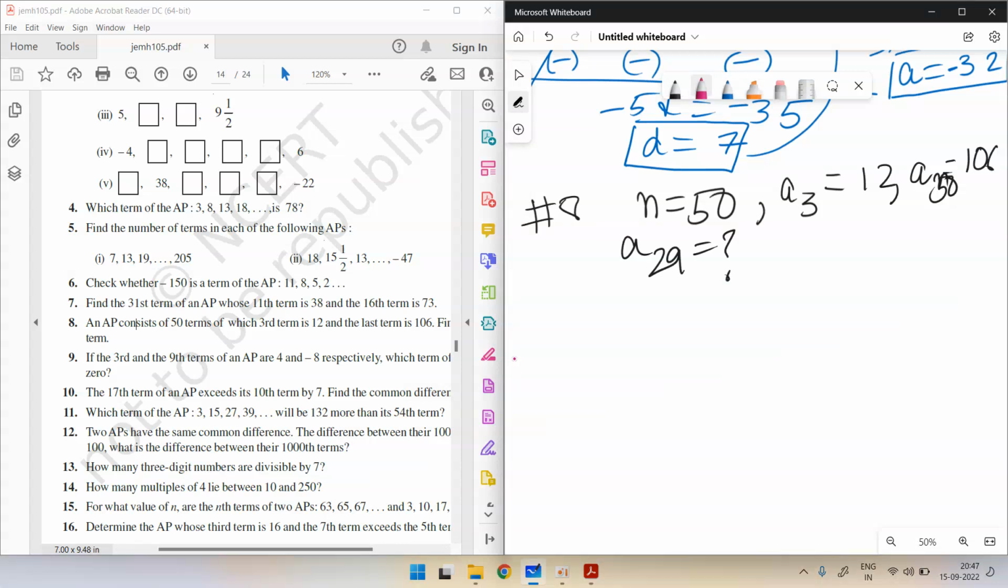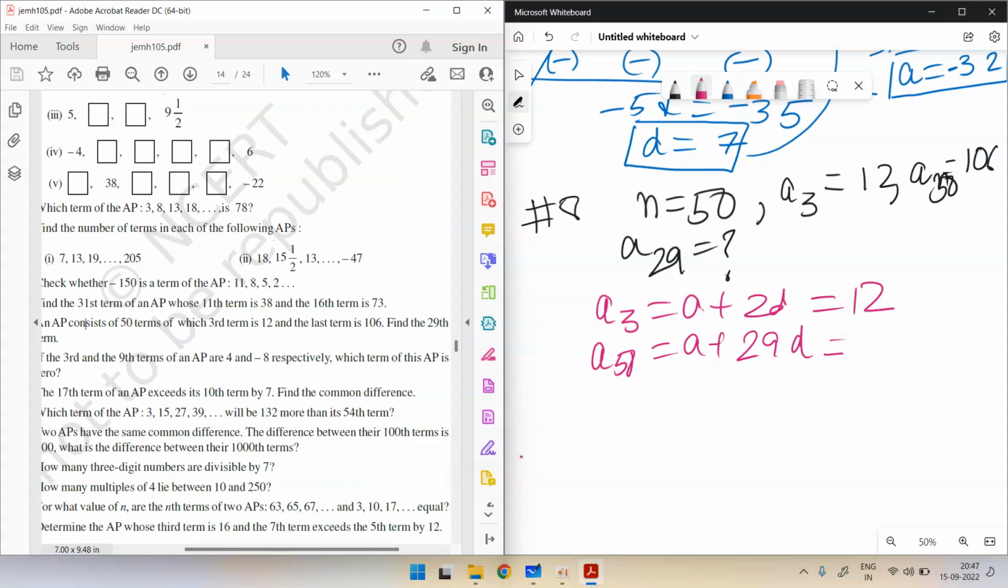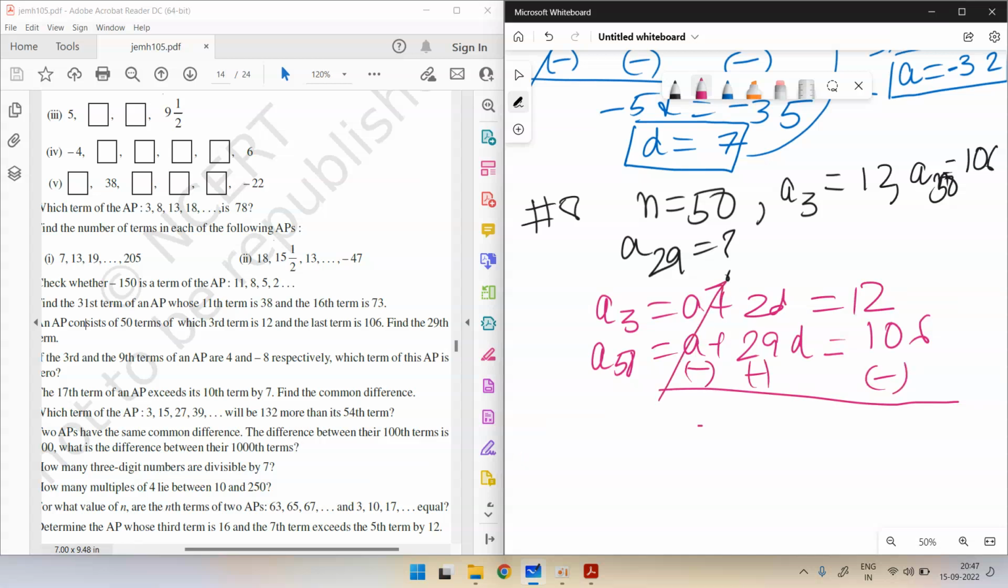Now, since we are given so much, a3 I will write directly: a plus 2d equal to 12, and a of 50 is nothing but a plus 49d, which is 106. If I directly subtract these, a minus a is 0, and 2 minus 49 is minus 47d, and 12 minus 106 is minus 94.